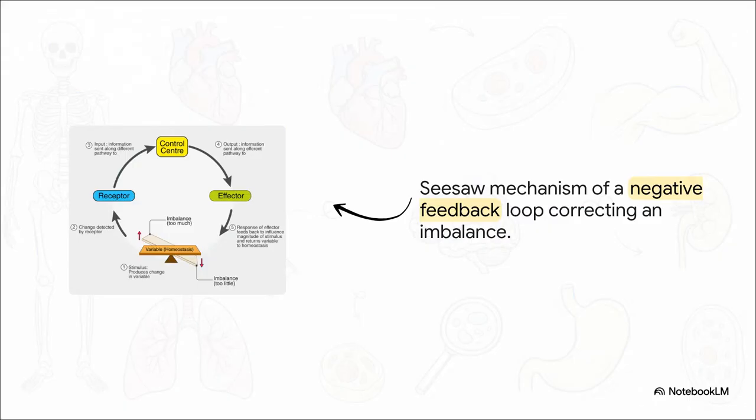Think of negative feedback literally like a seesaw. It's by far the most common mechanism in your body. Let's say the seesaw tilts up because your body temperature is rising on a super hot day. Your receptors sense it, your brain's control center processes it, and it tells your effectors, in this case your sweat glands, to produce sweat. The sweating cools you down, bringing that seesaw perfectly back to level. It completely opposes the heat, beautifully illustrating the return to homeostasis.